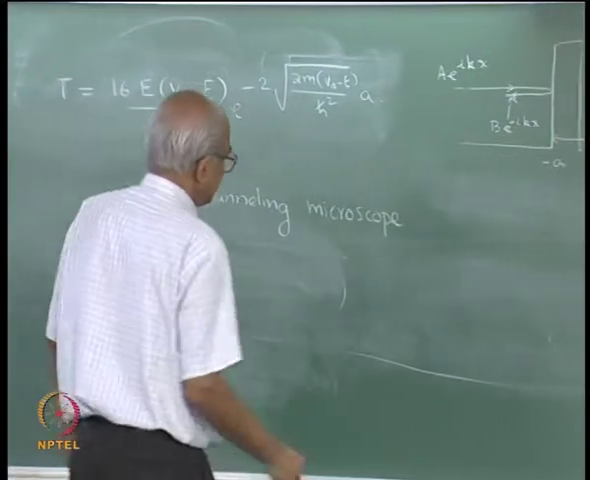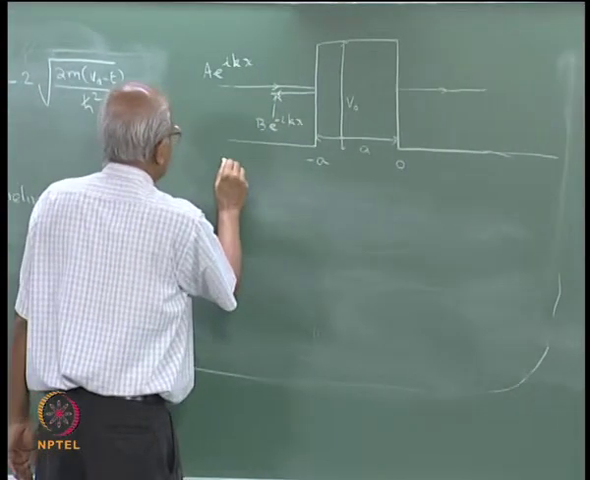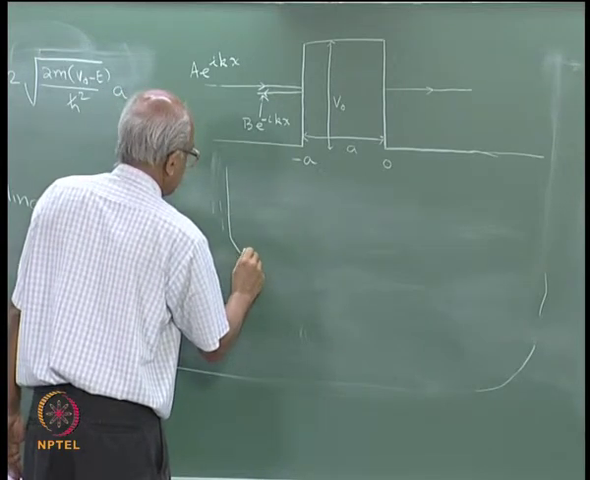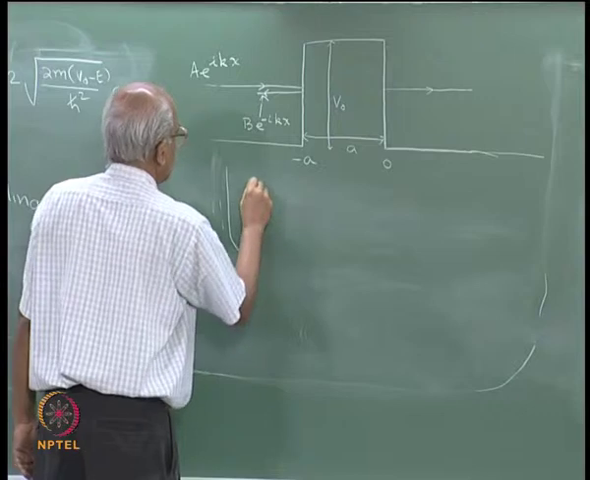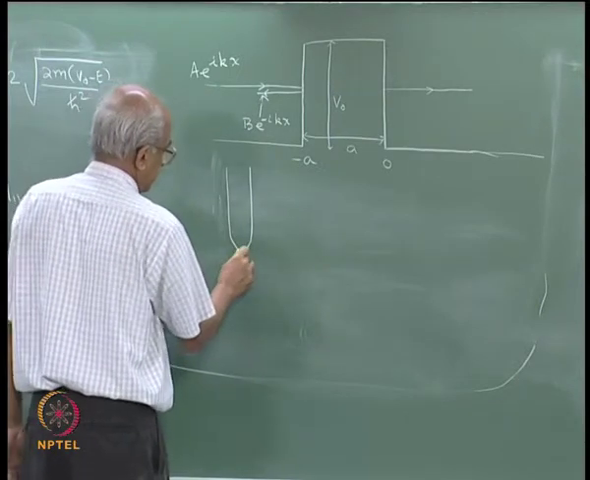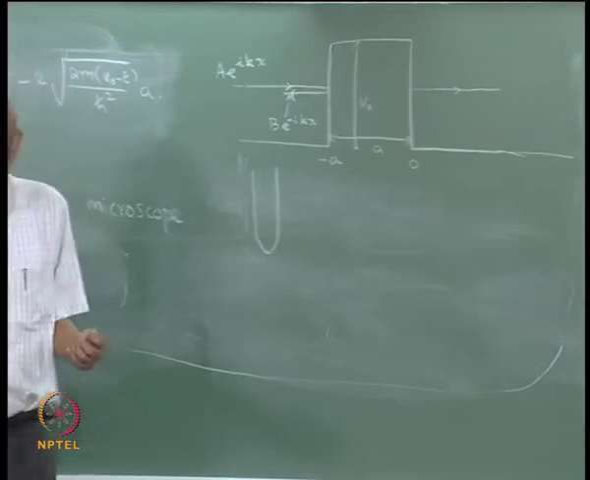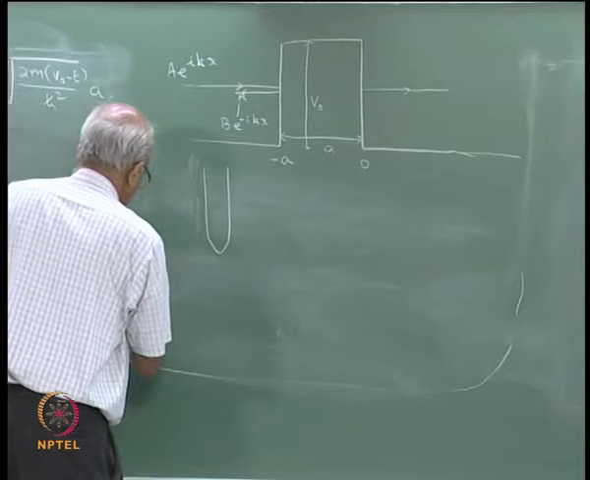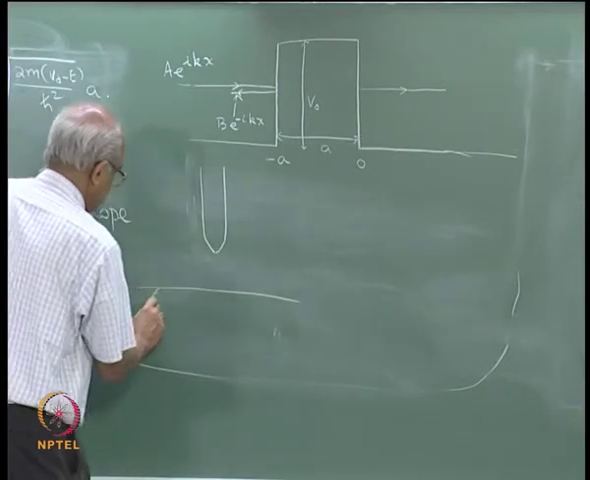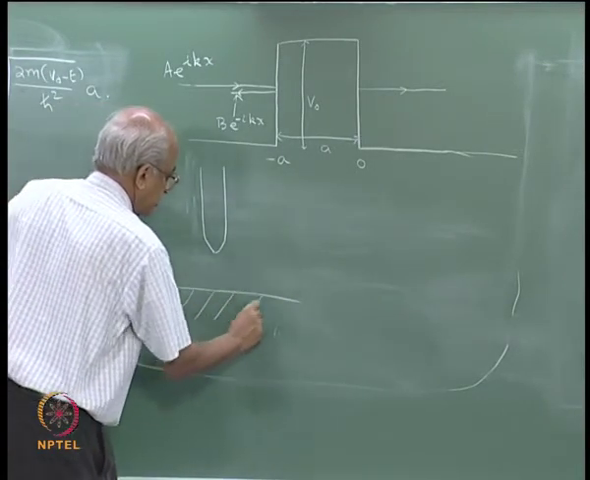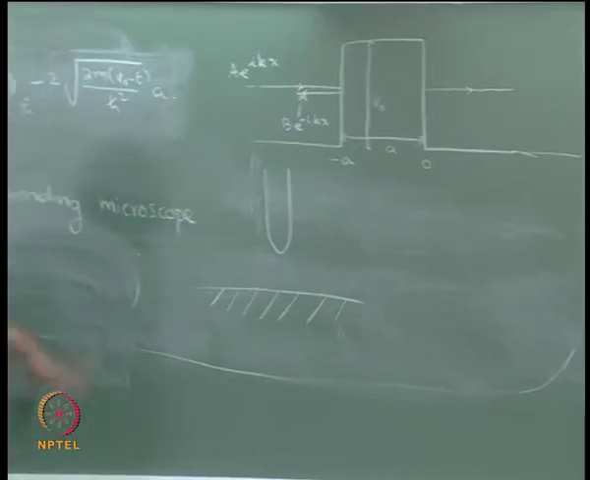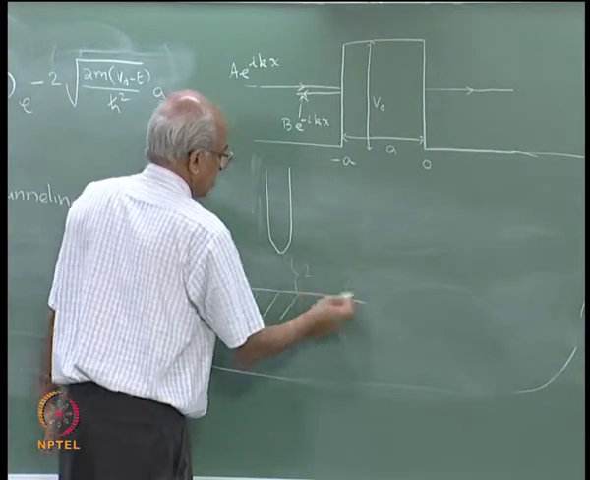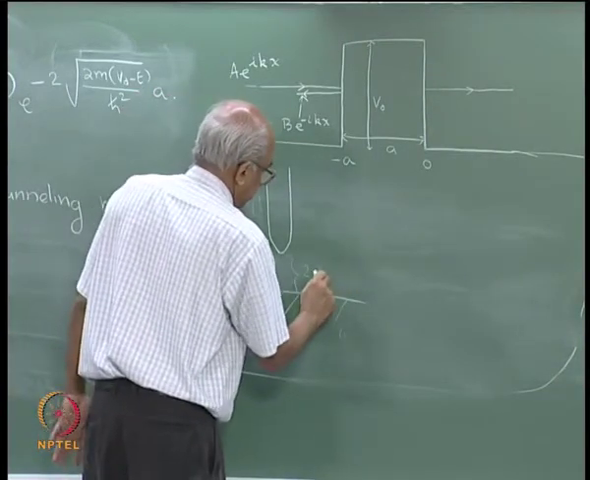What is done is you have a very sharp metallic tip, something like that, and it is believed that the tip is actually perhaps only one atom at the end, and it is a metal, and what you do is you bring it near the vicinity of another metal, and you bring it maybe within about 2 angstroms or 3 angstroms or 6 angstroms, I mean a few angstroms.